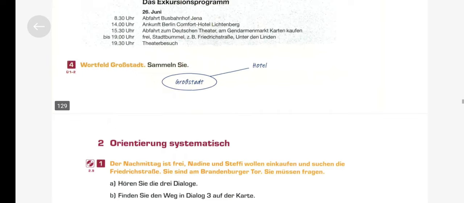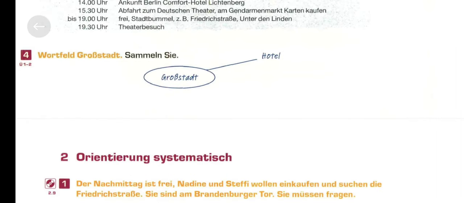Next, moving forward. On the fourth question: Großstadt, sammeln Sie. In the big city, what have you collected? You have to write that. Großstadt, like we can see the hotel. I prefer you to write it with the articles. Das Hotel, das Restaurant, oder das Theater, das Museum. Or what else you can see that is famous in Berlin? Das Brandenburger Tor. Oder die Sehenswürdigkeiten. You can write the things like that in this fourth one.